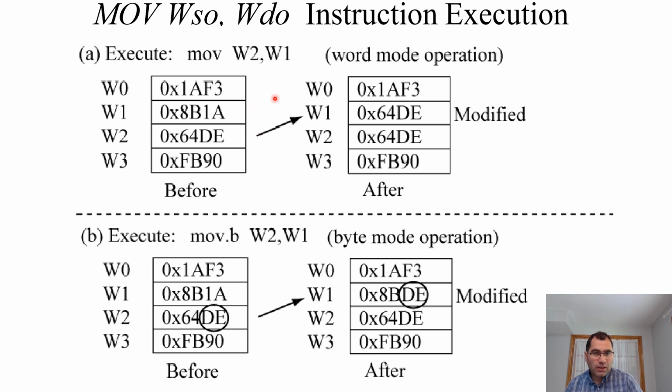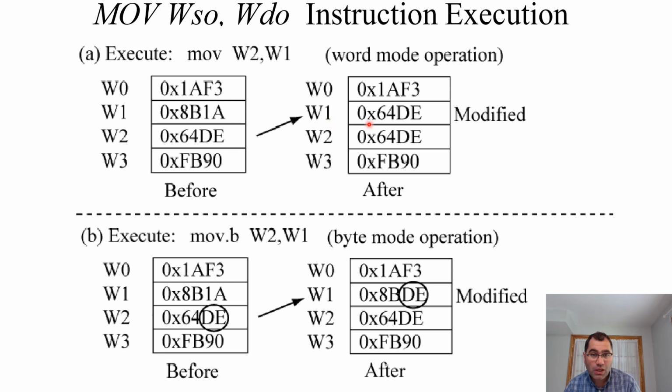So, let's look at W1 and W2. These are the current values. It says copy the content of W2 and put it in W1, right? So basically we are copying the content of W2 and putting it into W1. So what changed? Basically the only thing changed is W1, right?